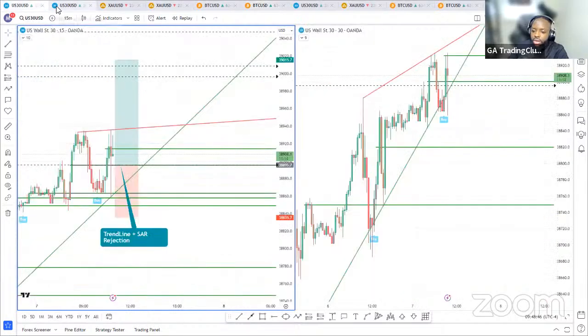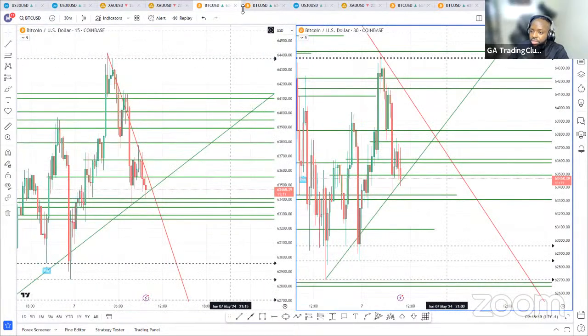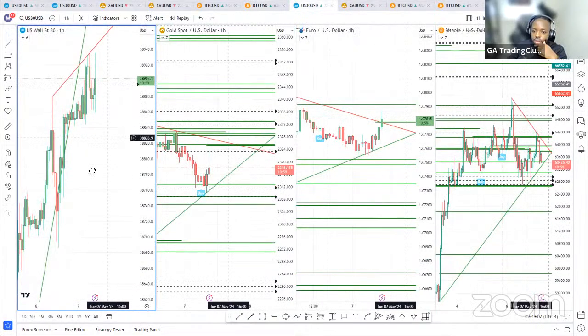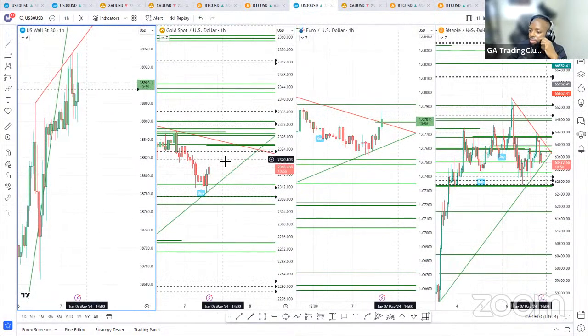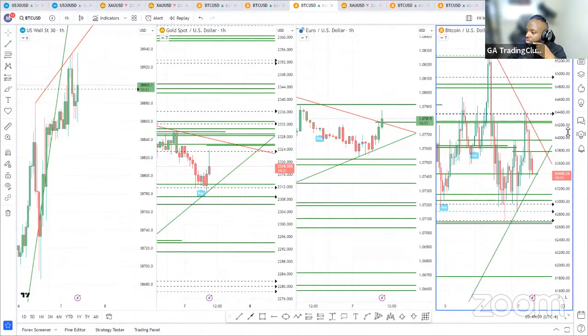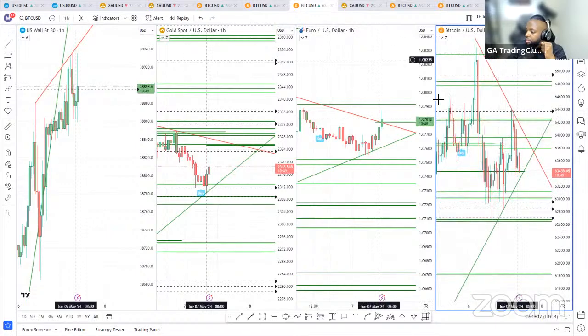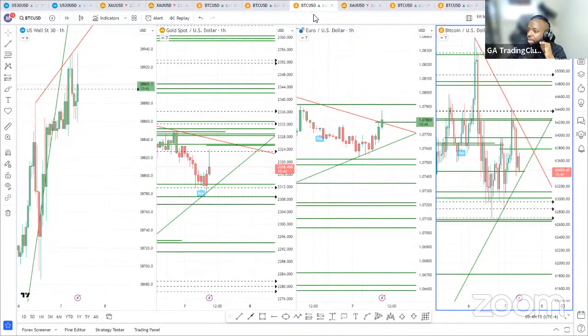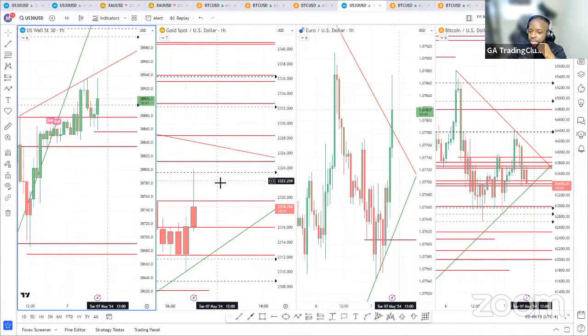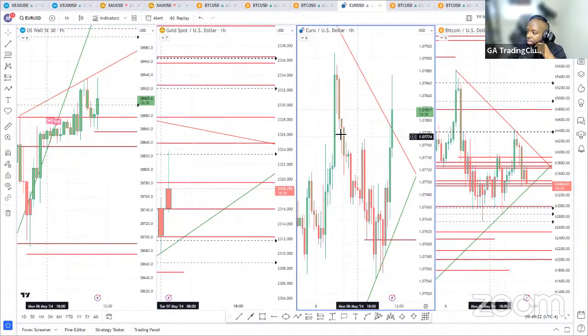US 30 trade hasn't triggered yet. So I'm in a sell on BTC right now, trendline and SAR rejection. See what else. For buys on the hourly time frame, price is far away from all these levels, so nothing to look at here for all these instruments. Might get a buy on BTC later on the hourly. For the sell side, for these instruments, there's nothing to look at here.